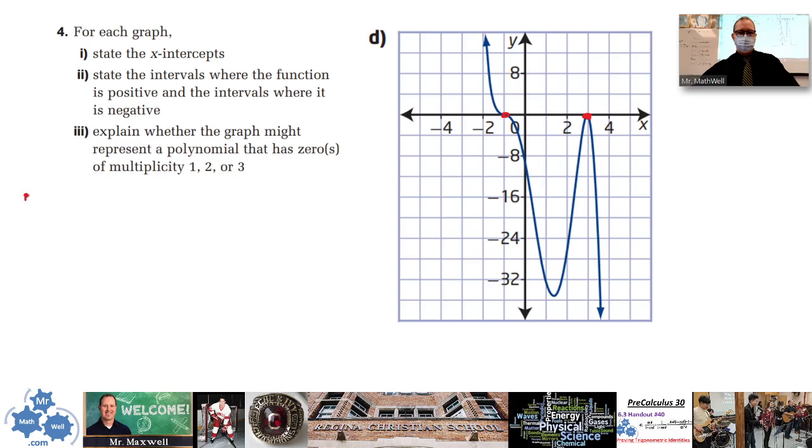Well, we have negative 1, 0. That's the point for one intercept. And then we have 3, 0 is the second intercept that I can identify there. Okay, we're all good with that first part?